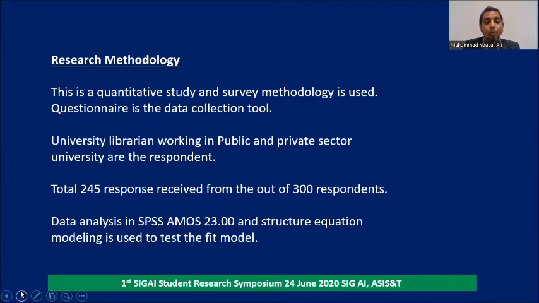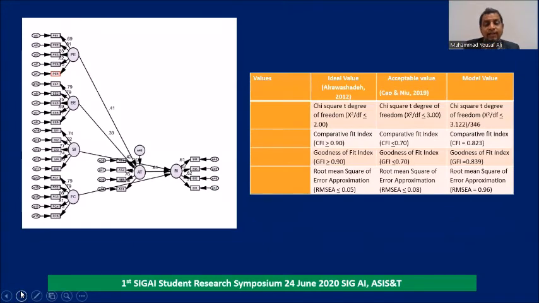University librarians working in public and private sector universities are the respondents, and a total of 245 responses were received out of 300 respondents. Data analysis was done in SPSS version 23 and AMOS 23, and structural equation modeling is used to test and fit the model. The descriptive data is not shared here; I'm just going to present the initial model with the 4 hypotheses and their values, which is not fit.